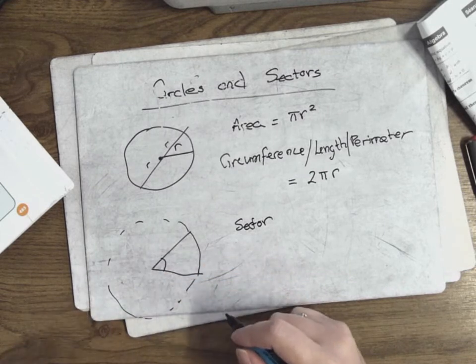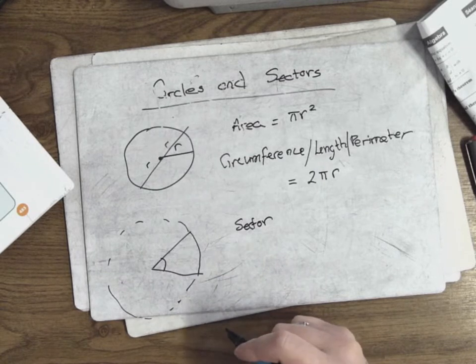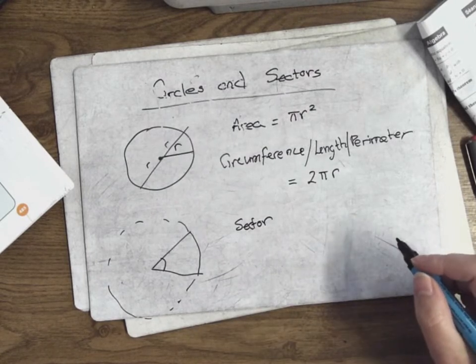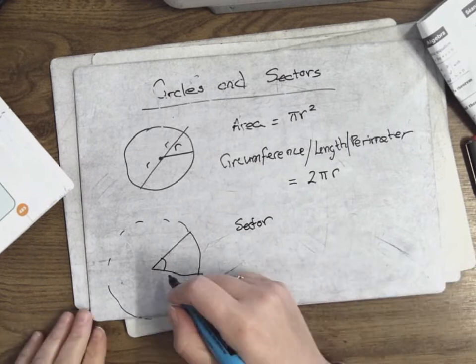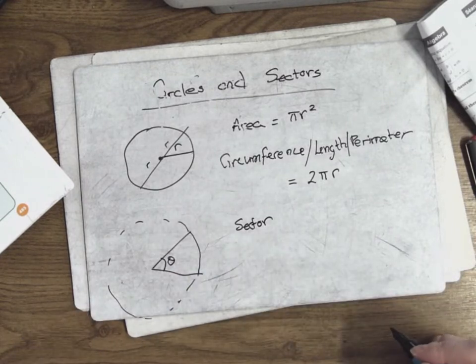Now, I'm going to give you a Greek letter. I know Greek letters are really confusing, but the reason I'm going to give you the Greek letter is because that's what's in the log tables. I just want you to have seen it before. So they have to give you the measure of this angle, and they call the measure of this angle theta.